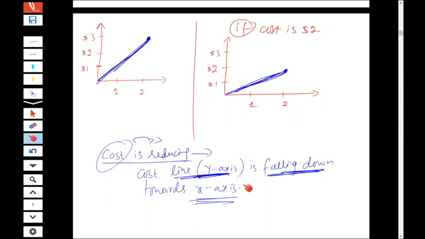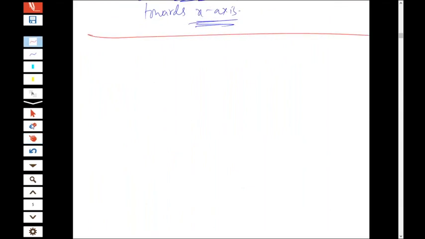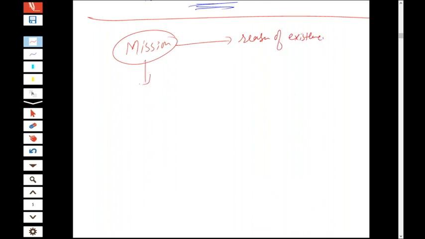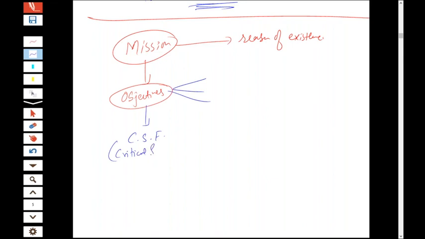I think I should write one thing for you for your relevancy. First of all there is a mission set. Mission is what? The reason of existence. Then you finalize your objectives. Objectives are split into 3 categories: strategic, tactical, and operational objectives. Then you need CSF. CSF means critical success factor.